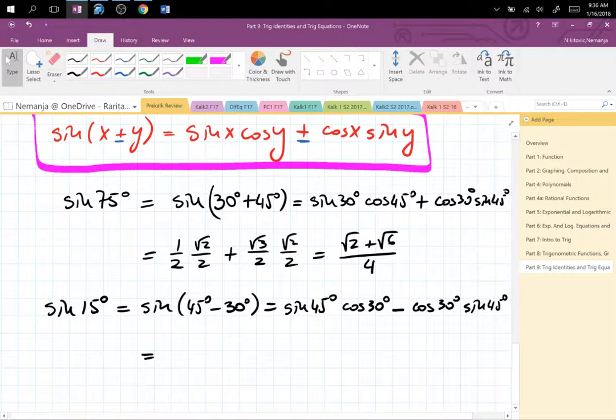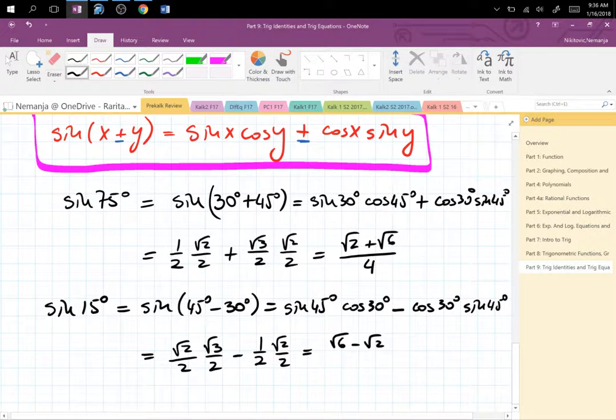So we can compute all these things. So it's root 2 over 2, cosine of 30 is root 3 over 2, minus cosine of 30 is 1/2, and sine 45 is root 2 over 2. And now we get root 6 minus root 2 over 4. So this is why, I mean, we use this in proofs and later on integrals and everything else. But we can also compute little angles.